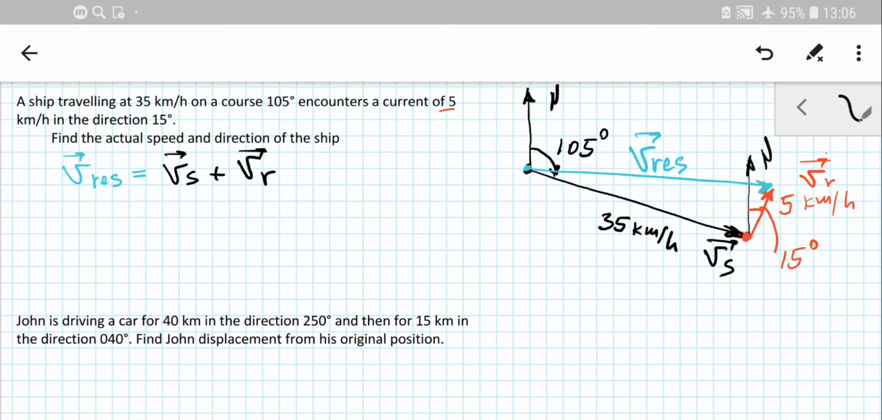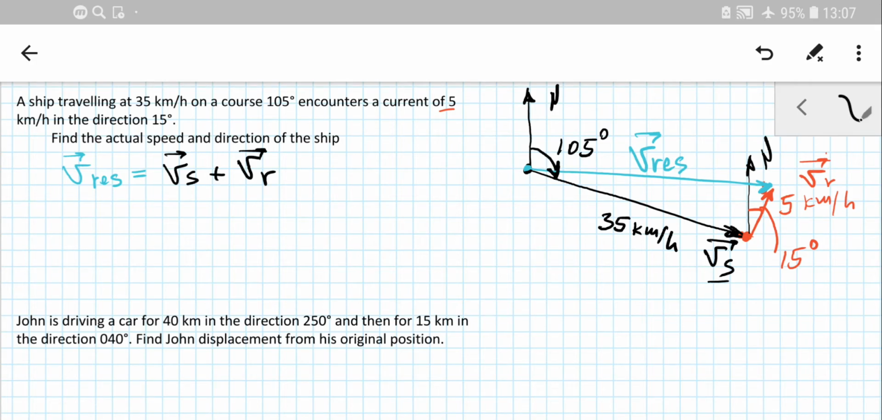Okay, but technically, remember, you cannot add 35 with 5 directly because it's wrong, right? So in this case, we need to determine the angle in the triangle between, let's say, 2 vectors, the vector of the ship and the vector of the river. Right now we don't have enough data, we don't even know that this triangle is a right angle, so we need to prove that.